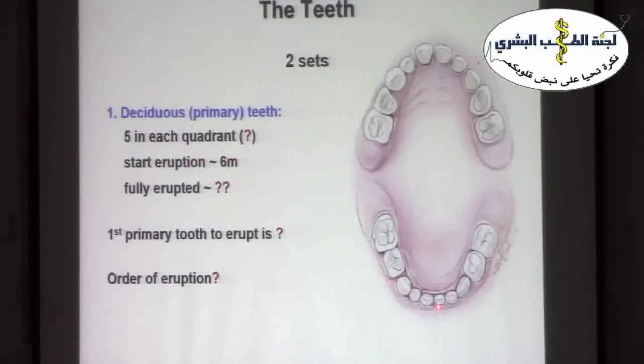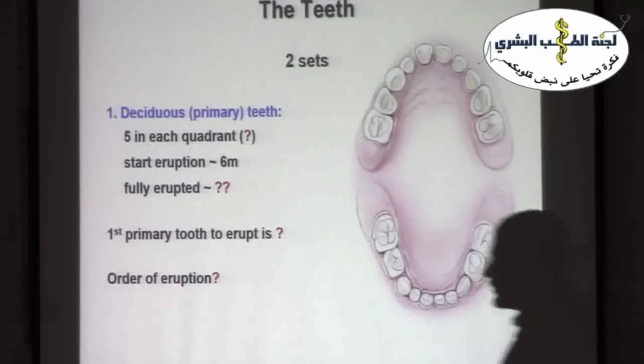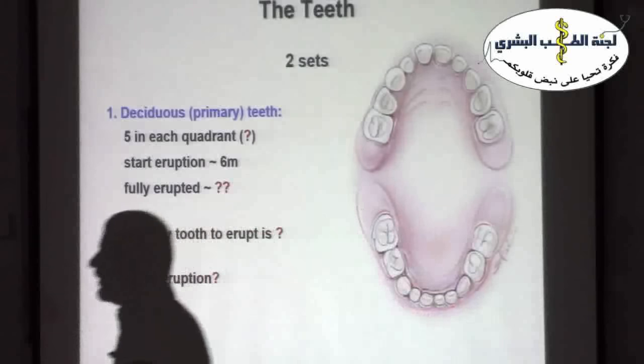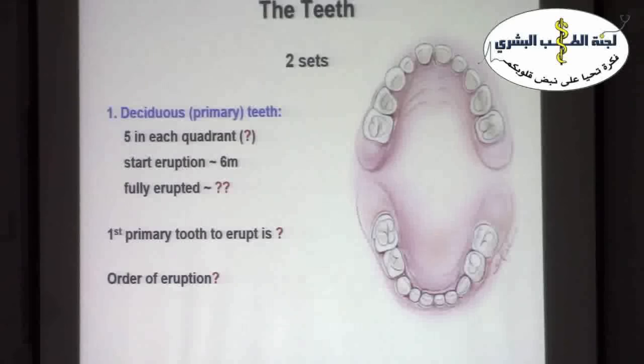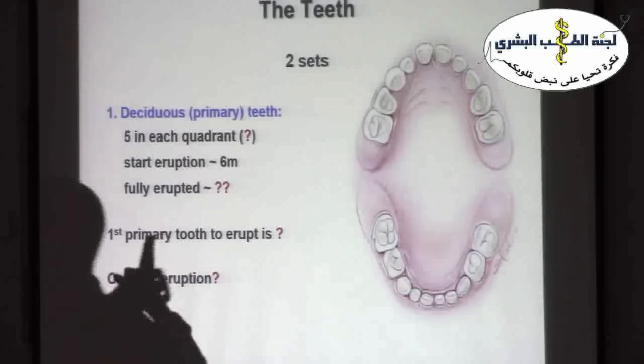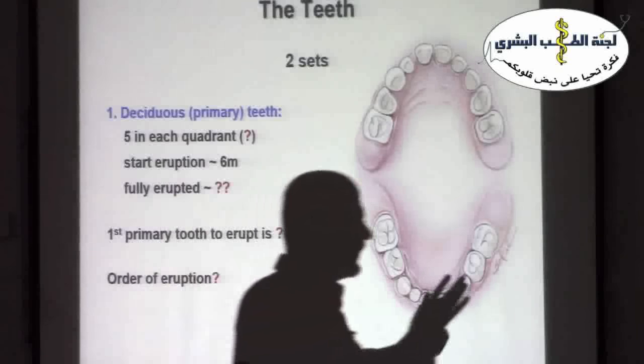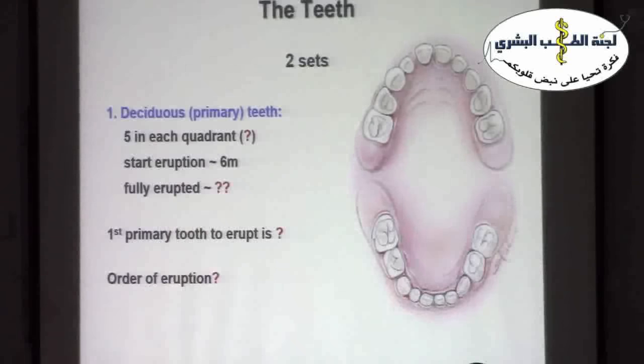So during the infancy period, at the age of 6 months, the first tooth to start to erupt will be the lower central incisors, okay? The order of eruption will be as follows. The central incisors, remember, lower before upper. But in general, central incisors, lateral incisors, then the first molar, then the canine, second. So the canine erupts after the first molar.